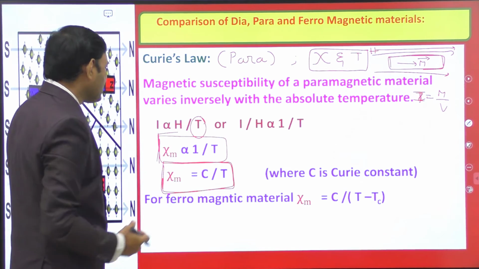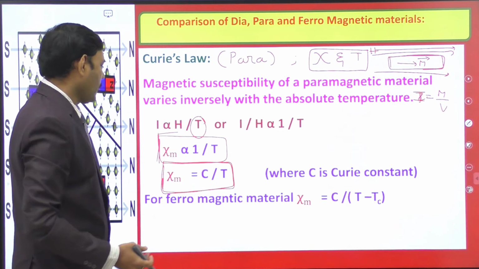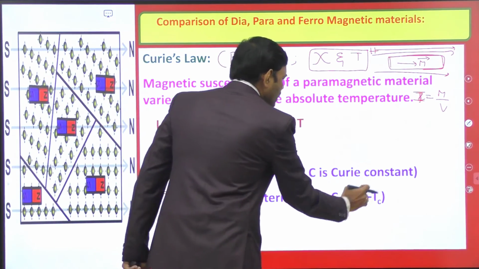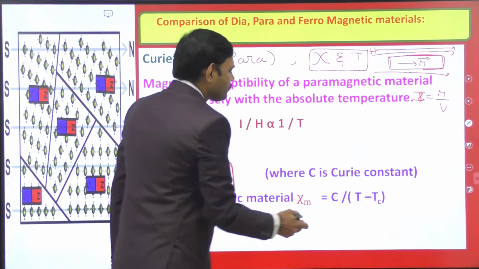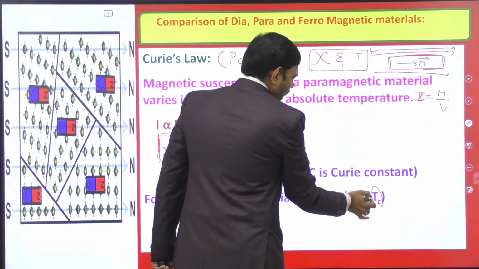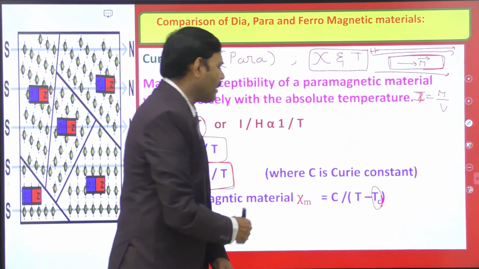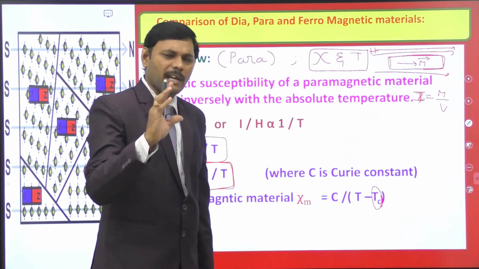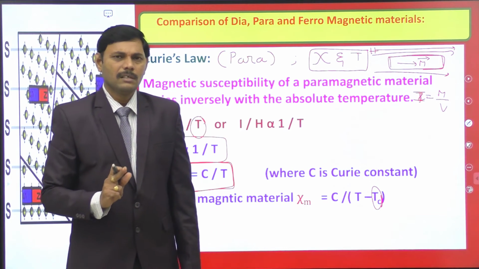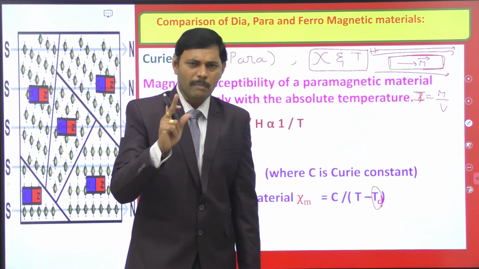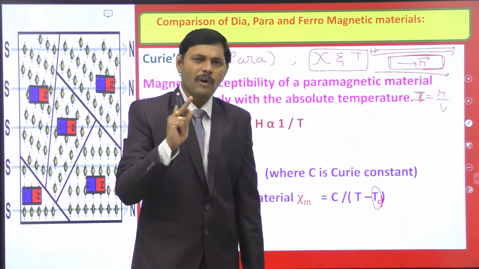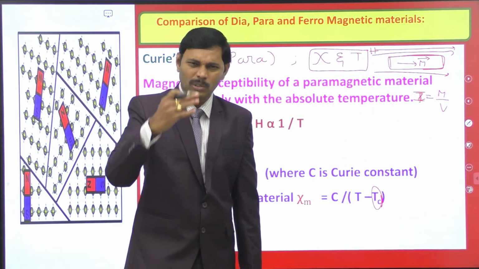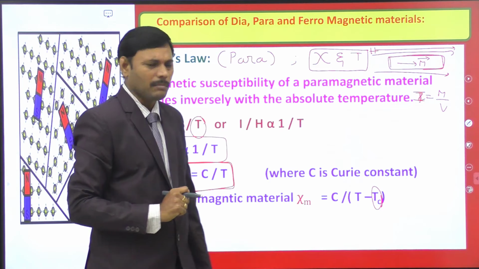For a ferromagnetic material, the same formula is modified as shown here: χm is equal to C by (T minus Tc). As long as the substance is in the form of a ferromagnetic material, there is no fall or change in the value of susceptibility. It remains unaltered. It has its own susceptibility value, generally around 1000 for a ferromagnetic material.